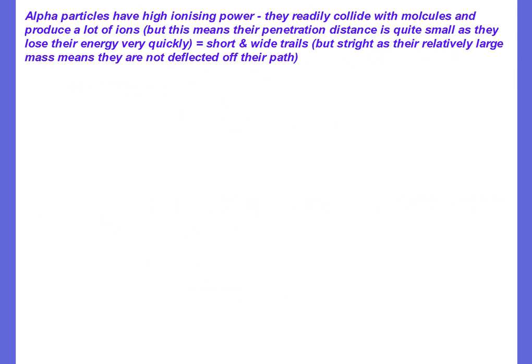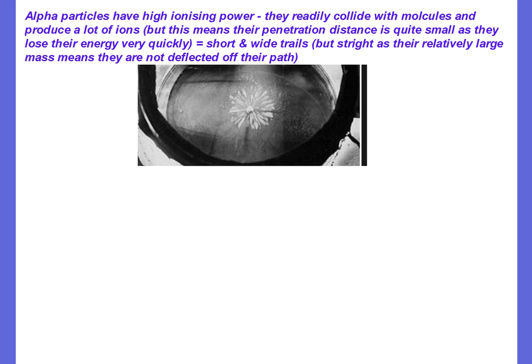This means that alpha particles give short and wide trails, but their trails are usually straight, as their relatively large mass means they're not deflected very far off their path. So a typical alpha trail looks something like this. This is looking down inside a cloud chamber. You've got your alpha source in the middle here, and these are the thick, short alpha trails in little straight lines coming out from that alpha source. So alpha trails, very important, have short, wide, distinct trails.